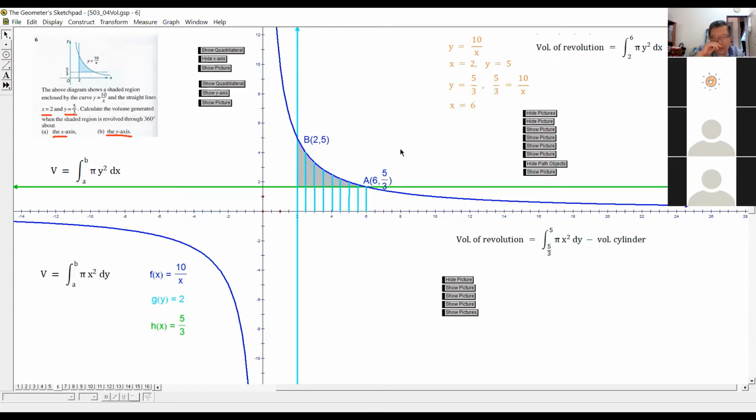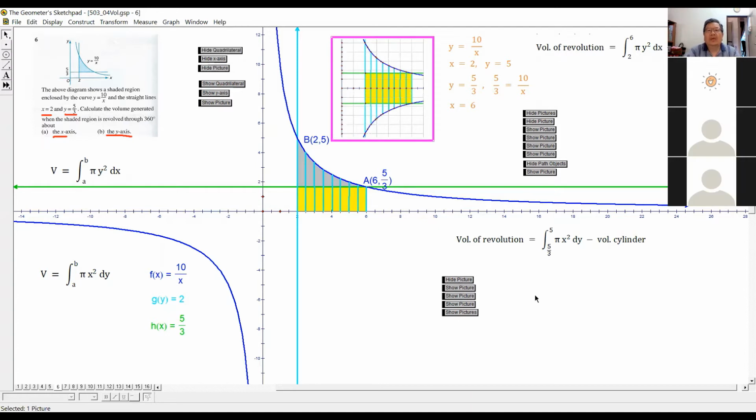Okay, so when you rotate, not only the gray part is rotated, but the part that is not gray, the yellow part here, is also rotated about the x-axis. But we only want the gray part, we don't want the yellow part. So what should we do?